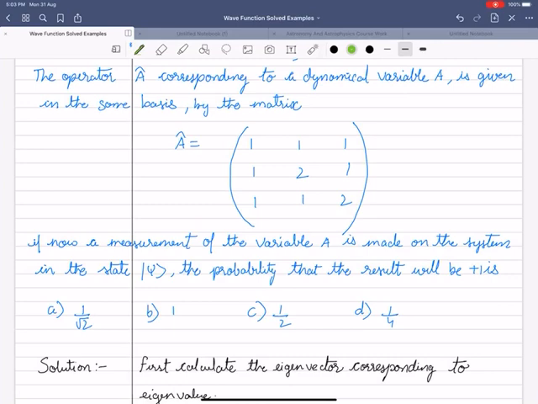You have to understand the concept that whenever you are asked for the probability of a result, plus 1, plus 2 or anything, that is the eigenvalue. You have to find the corresponding eigenvector, and then you apply one formula that I will discuss in a few minutes, and you can find the probability.